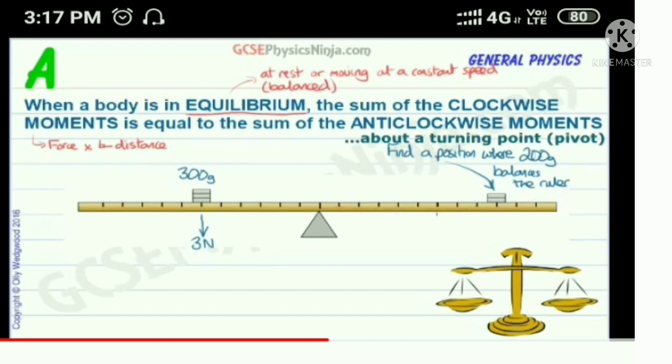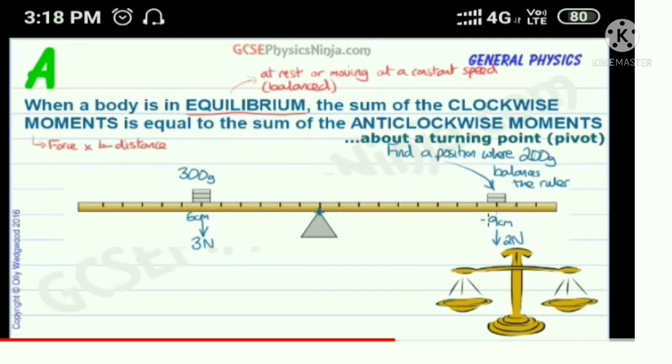Okay, so from the center point to here, let us take 9 centimeter, and on that side the 300 gram weight, let us take it as 6 centimeter, just for this example. So the 300 gram weight is 6 centimeter from the center, and here 9 centimeter from the center. Here, how many Newton? 2 Newton. 200 gram weight is equal to 2 Newton, acting in the downward direction.